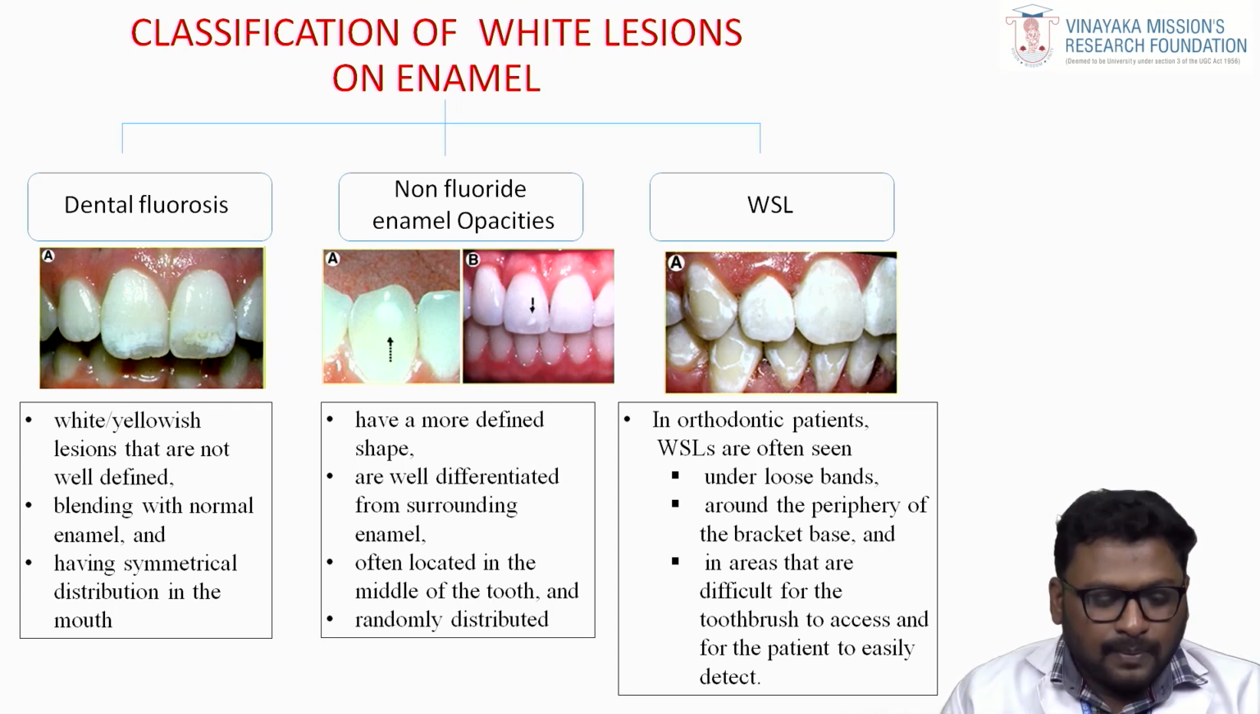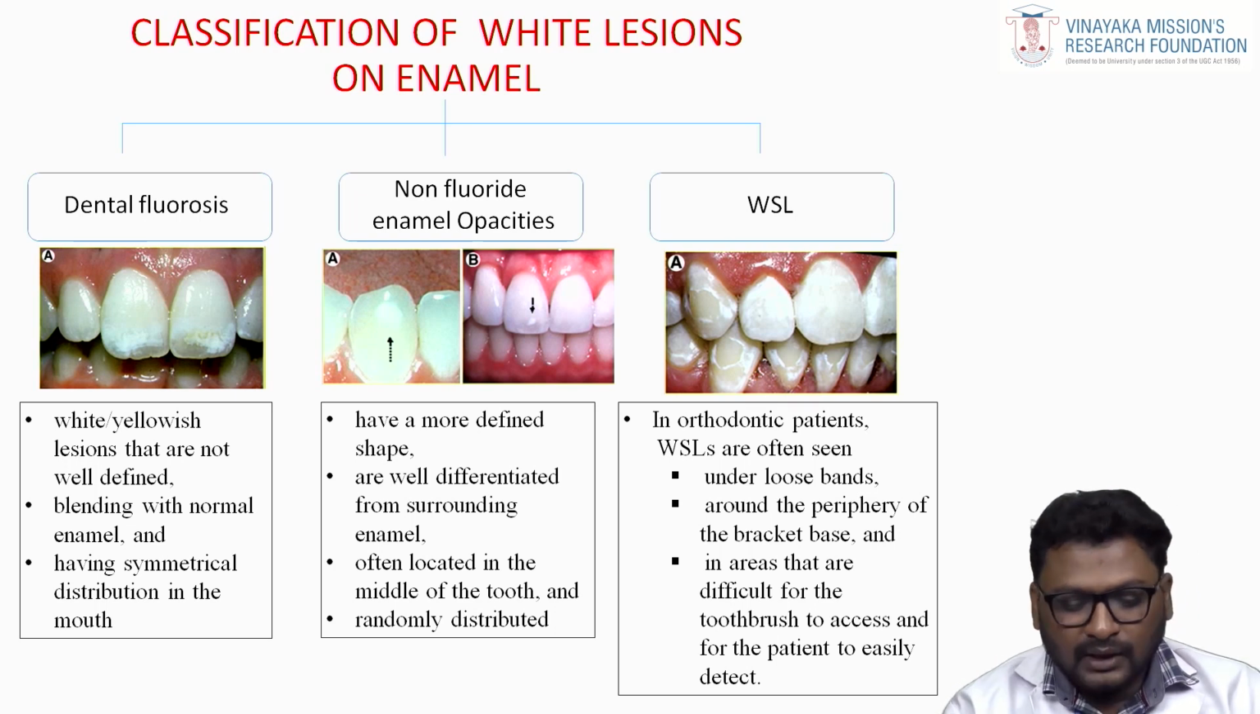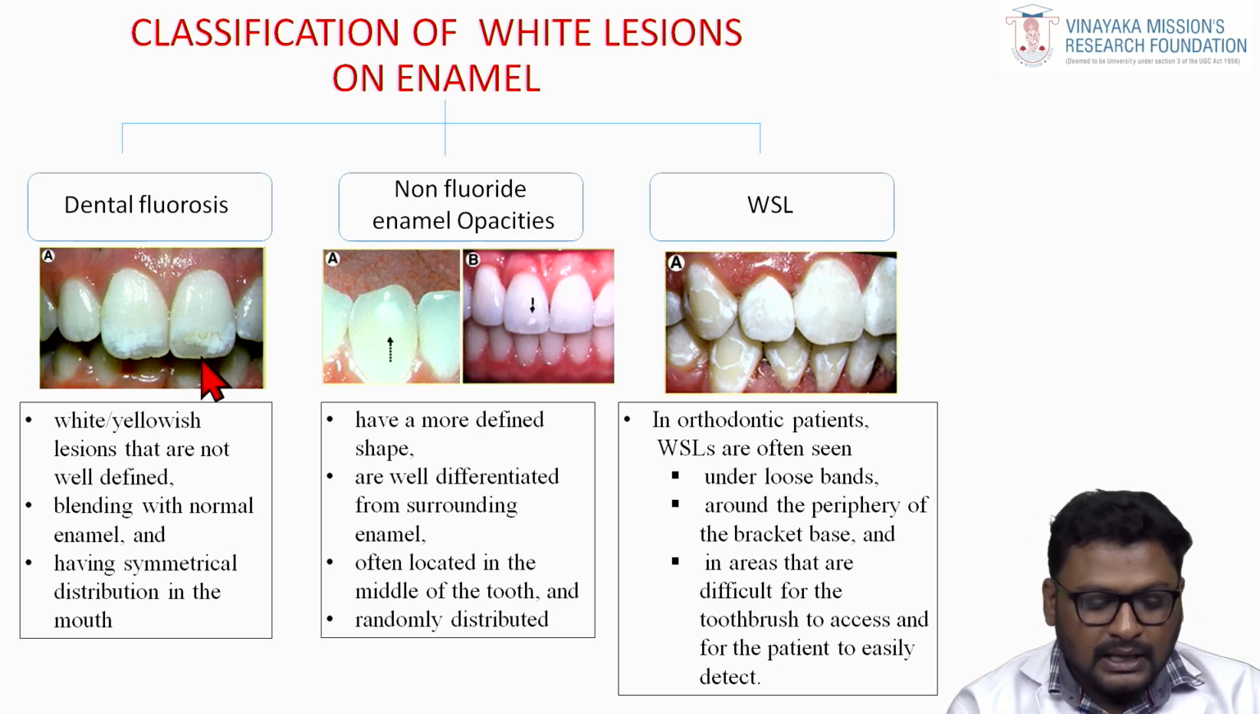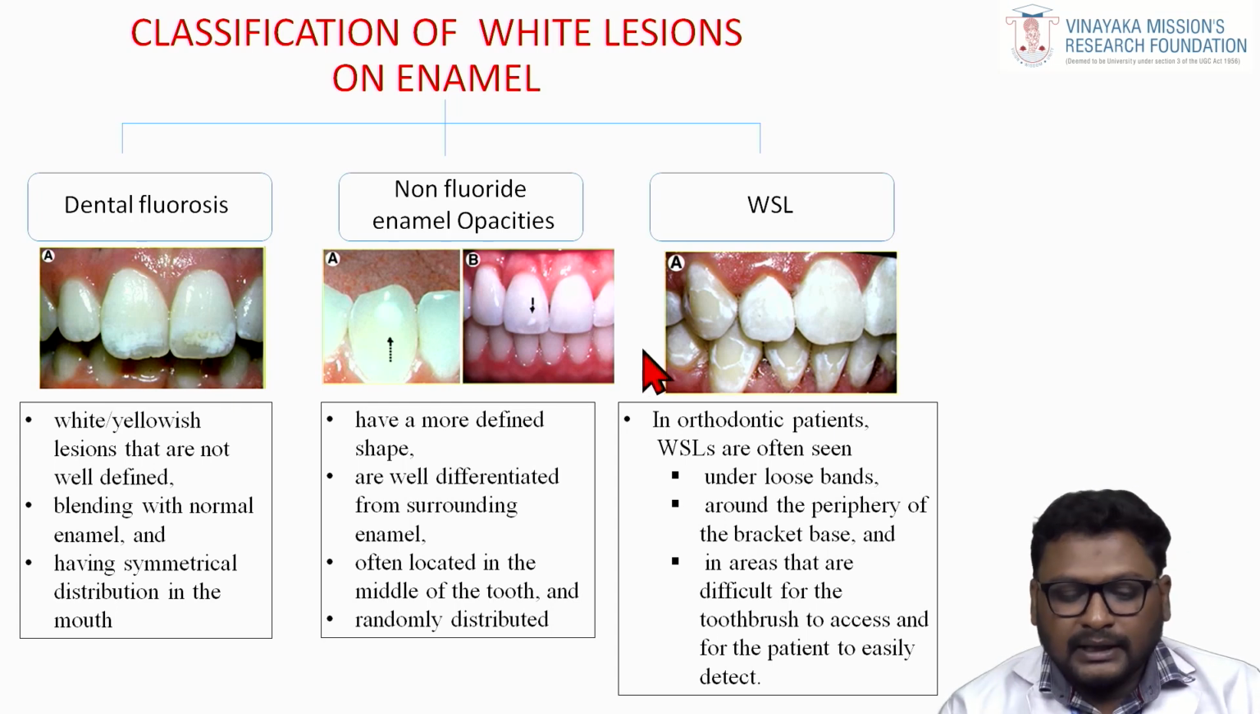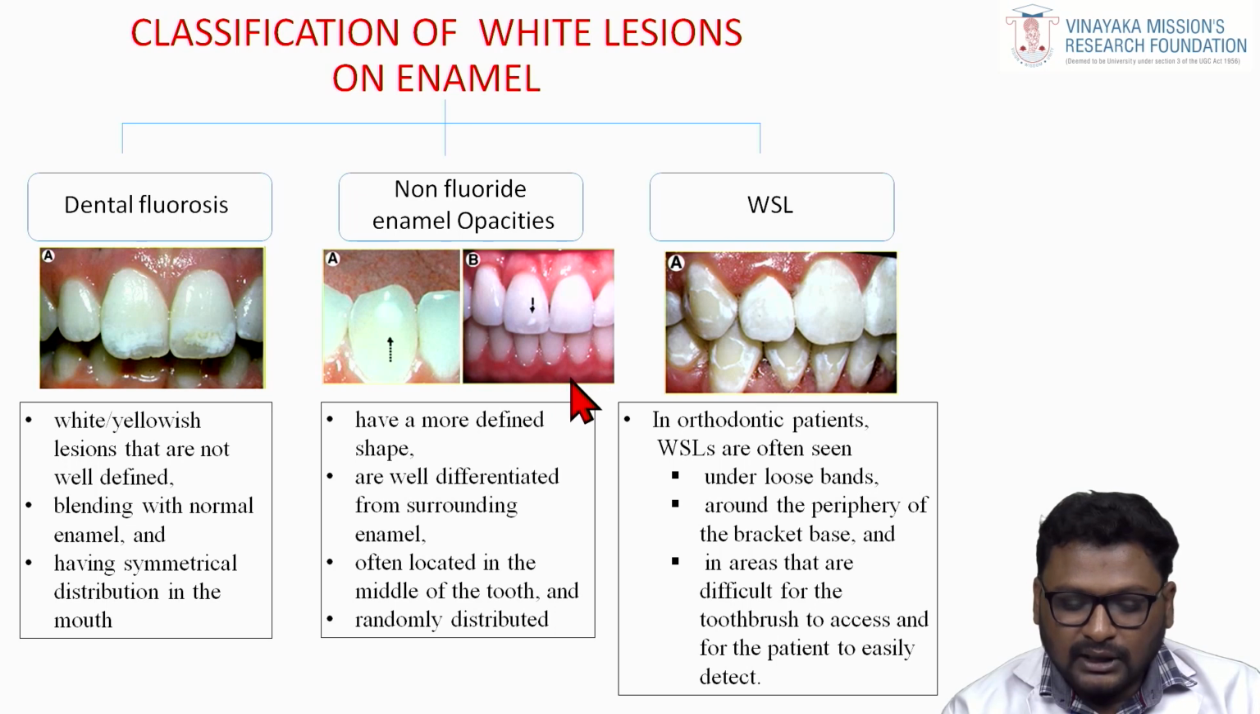First we look at dental fluorosis. In the picture you can see that it will be white or yellowish lesions that are not well defined. You can see that the borders are not well defined. But in the case of developmental disturbance, you can see that there is a definitive shape, and it's particularly present in the occlusal one-third of the teeth.